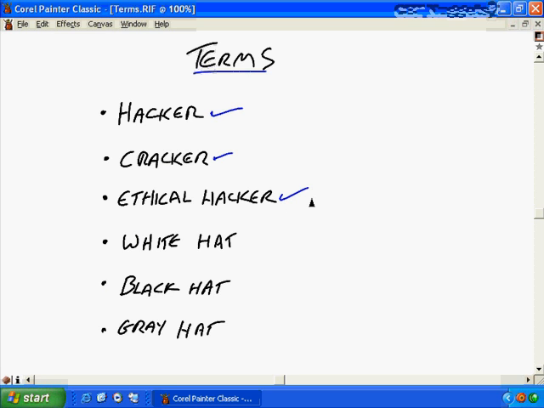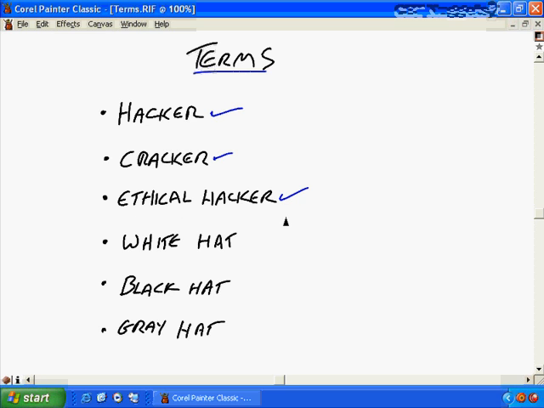There's also the ethical hacker, and of course, hopefully, we're the good guys. We're the ones that will only hack into systems for defensive purposes, and that would be the definition. A security professional who uses hacking skills for defensive purposes. And again, we talked about that a little bit in our last nugget.